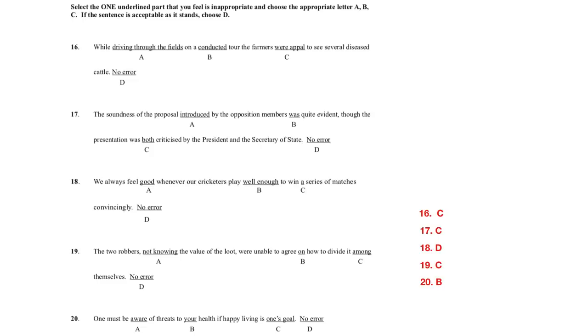So you're choosing the incorrect parts of these sentences. If there's no incorrect part, you choose D. While driving through the fields on a conducted tour, the farmers were appalled to see several diseased cattle. Were appalled, it should have been, so the error is C.